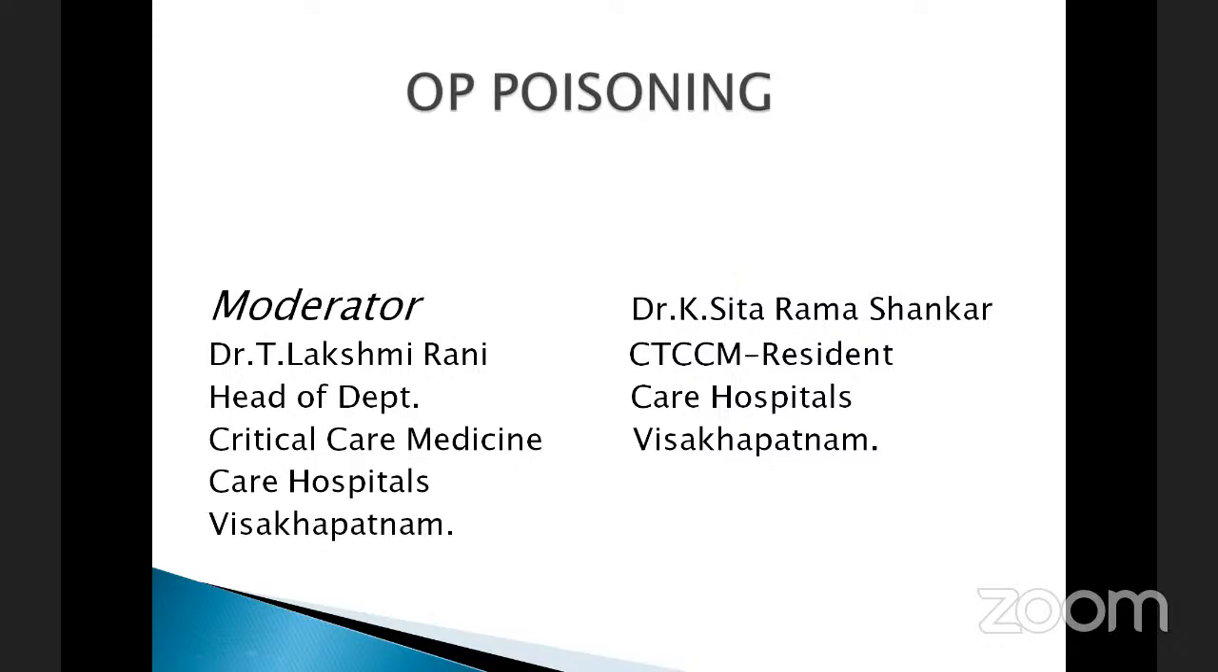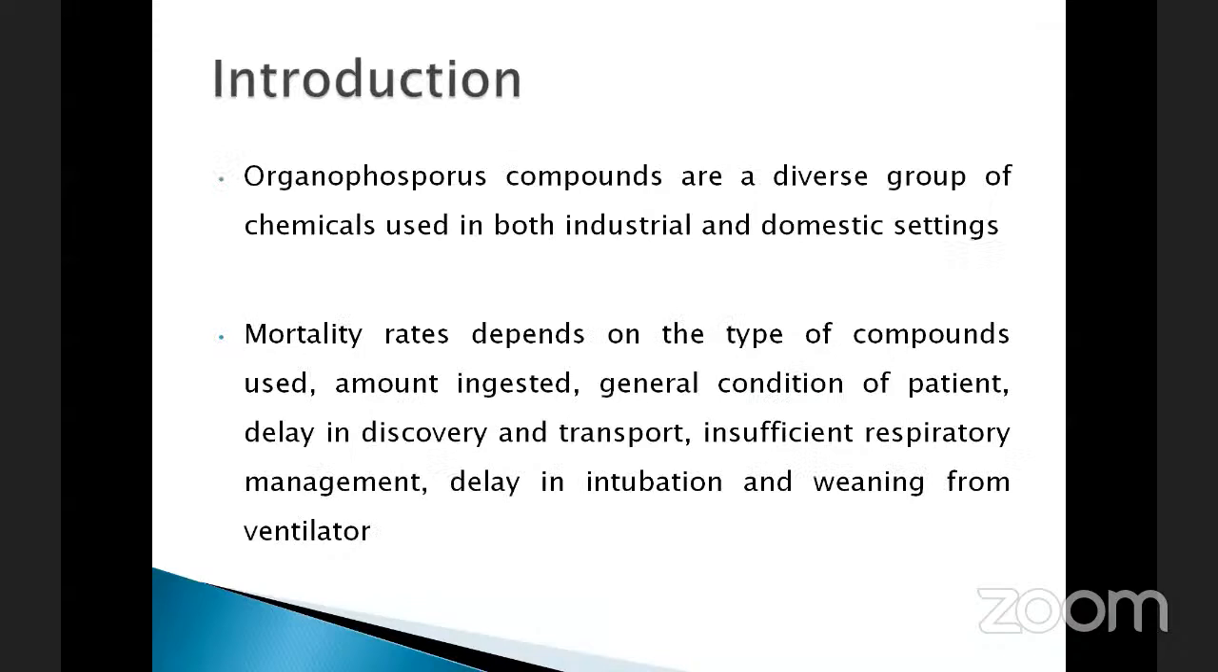Respected teachers and all my seniors, today I'm going to discuss some points on OP poisoning. Coming to the introduction, organophosphorus compounds are a diverse group of chemicals used in both industrial and domestic settings. Ingestion can be either accidental or incidental. Mortality rates depend on the type of compound used, amount ingested, general condition of the patient, delay in discovery and transport, insufficient respiratory management, delay in intubation, and weaning from the ventilator.